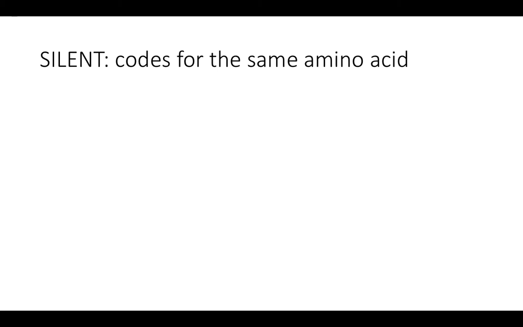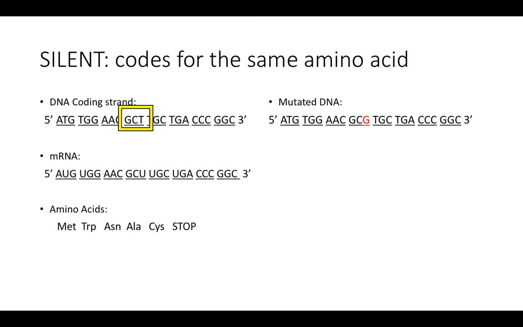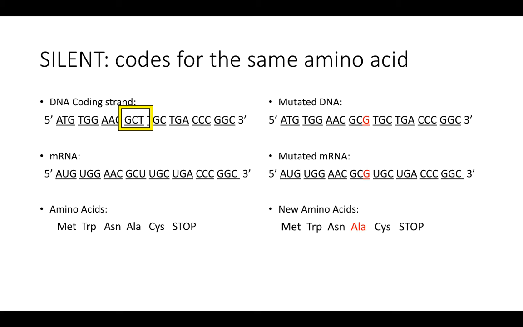A silent mutation is when one of the bases changed but still codes for the same amino acid as the original. The originals are shown here. For this point mutation, the T is now a G, which describes transversion. The mutated mRNA and amino acids are shown. But you can notice that the amino acid did not change for this mutation. Alanine is still alanine in the sequence.